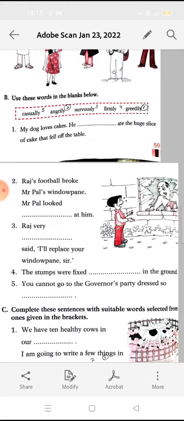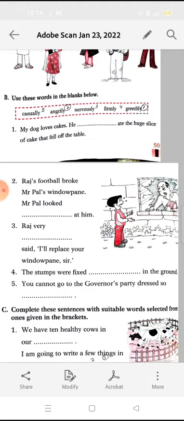People are so bad. My dog loves cakes. He ate the huge slice of cake that fell off the table. How do dogs eat cakes? Greedily, because he loves cakes. So he greedily ate the huge slice of cake.